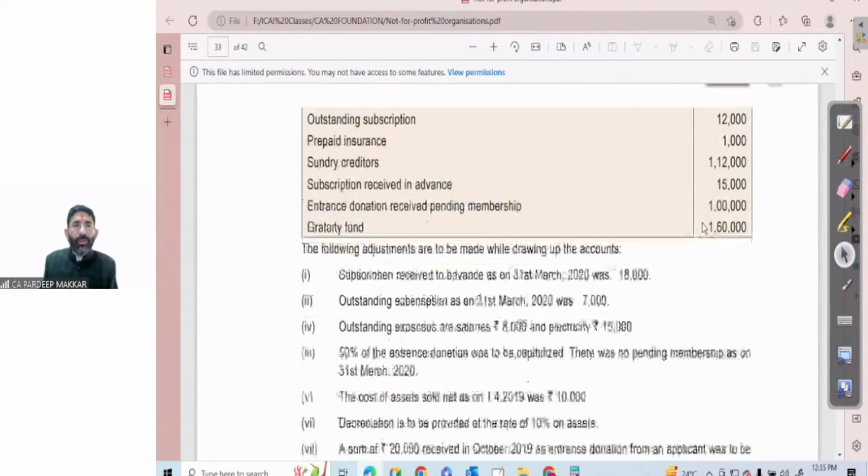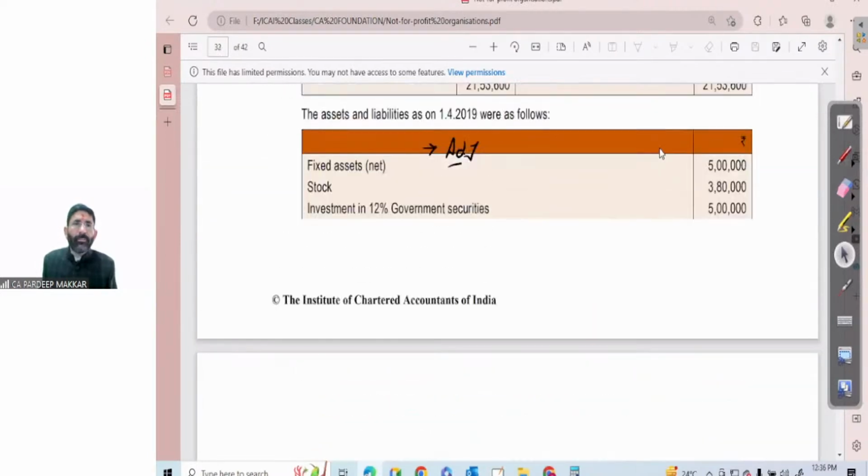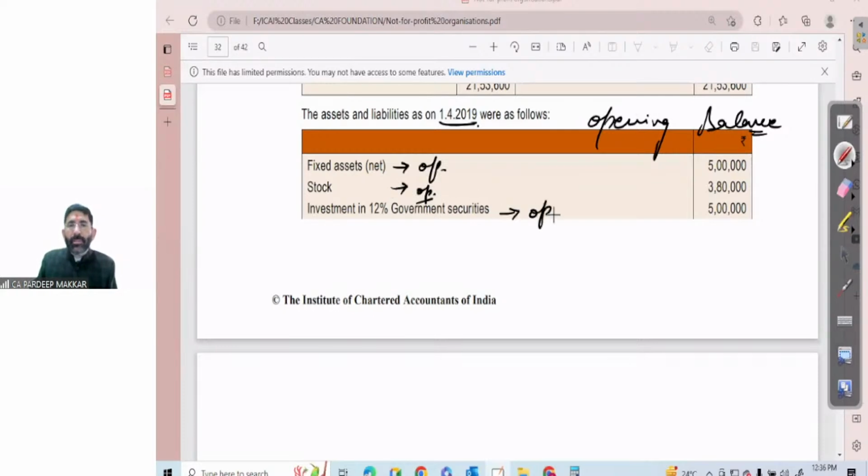Outstanding subscription is given to you. We know it very well that if outstanding subscription is given in adjustment, this is to be adjusted at two places. This is an adjustment. So one thing I would like to check is whether it is opening or closing, because here the date is given to you. Just see here, beta. This is 1st of April 2019. So we are talking about opening balances. This is the value of opening assets. This is the value of opening stock. This is the value of opening investment.